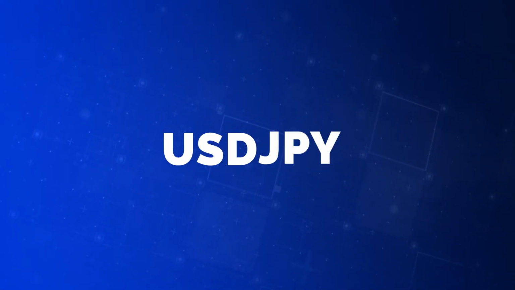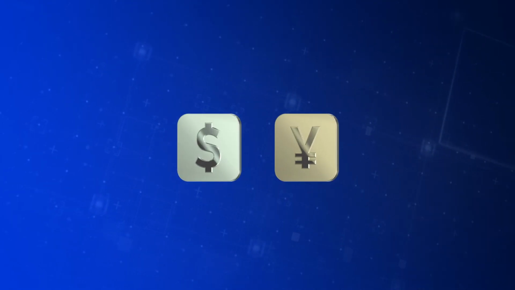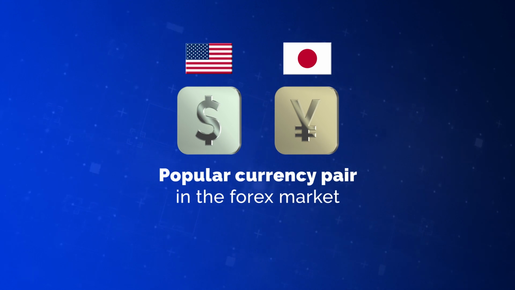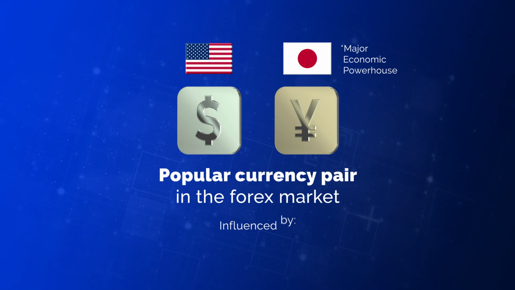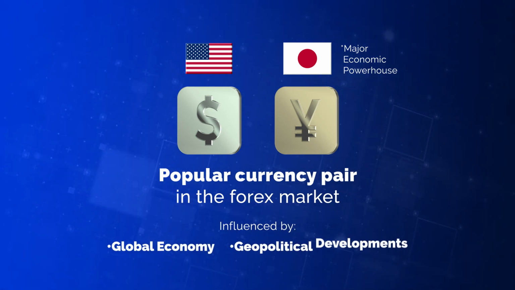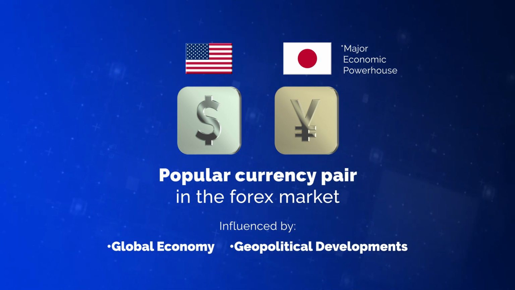The pair USD-JPY, representing the US dollar against the Japanese yen, is another popular currency pair in the Forex market. Japan's status as a major economic powerhouse in Asia and its strong ties with the US economy contribute to the popularity of this pair. Traders often monitor this pair closely due to its sensitivity to global economic and geopolitical developments.